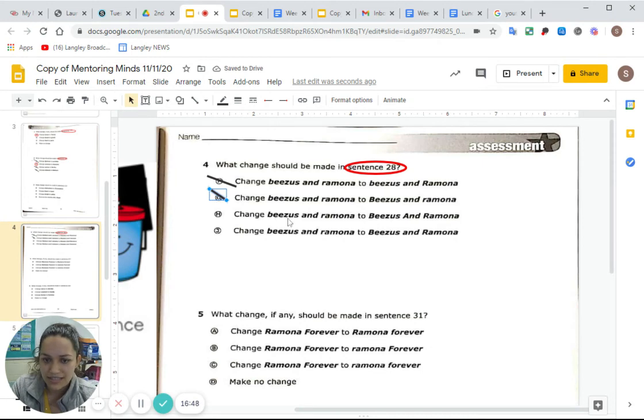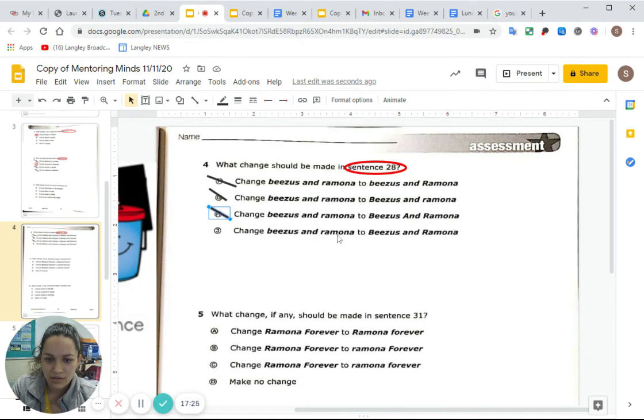All right, what about H? Change Beezus and Ramona with lowercase letters to Beezus with a capital B and and with a capital A and then Ramona with a capital R. Should I do that? Why not? Well, for instance, they have and capitalized with a capital A. Do we need that to be capitalized? Is and a proper noun or the specific name of something? No, it's not. So that is also not our correct answer choice.